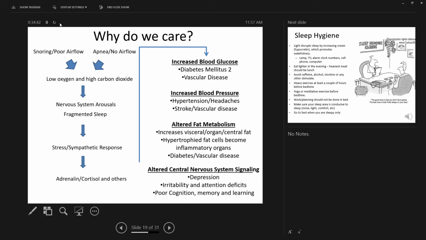This is the unhealthy type of fat, because the fat cells become hypertrophied, they become bigger, and as they become bigger, they become basically little inflammatory organs releasing inflammatory cytokines, etc. This predisposes people to diabetes and vascular disease, among other things. And then, of course, there's going to be altered central nervous system signaling. This, over time, can result in depression, irritability, attention deficits, poor cognition, memory, and learning.